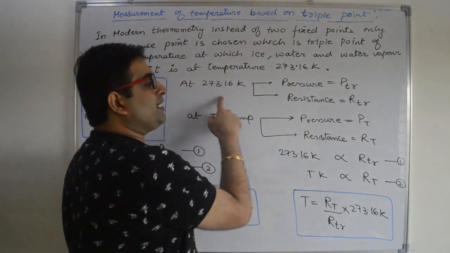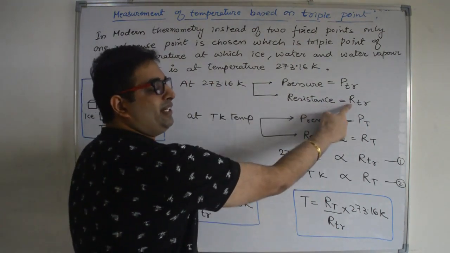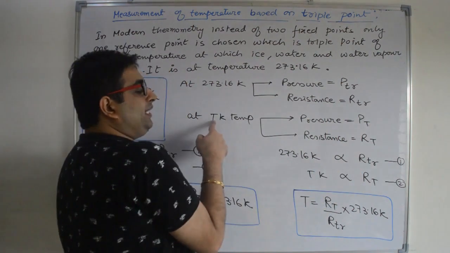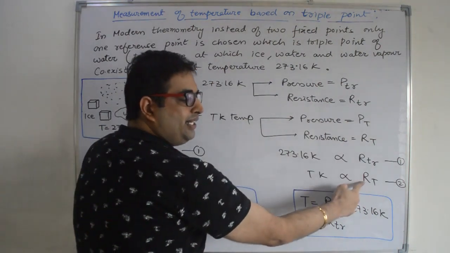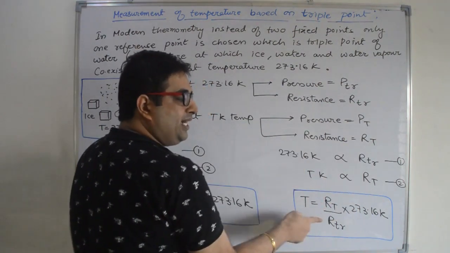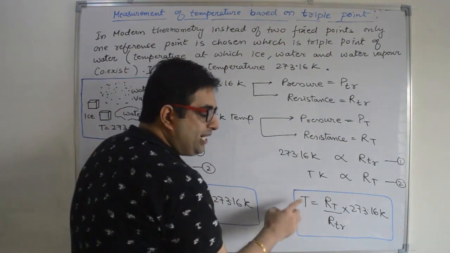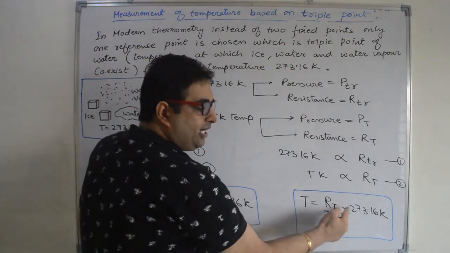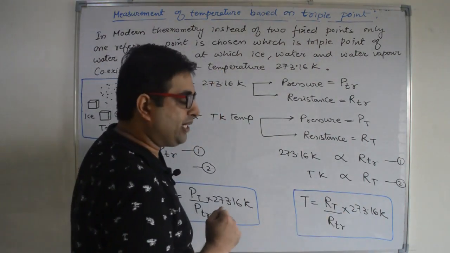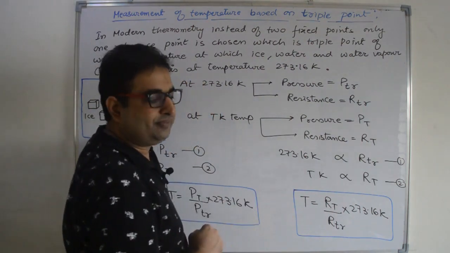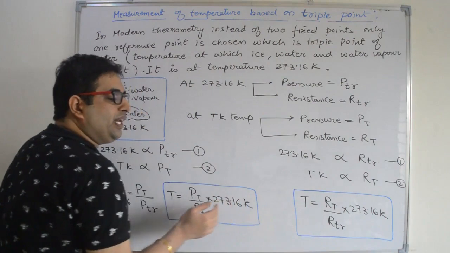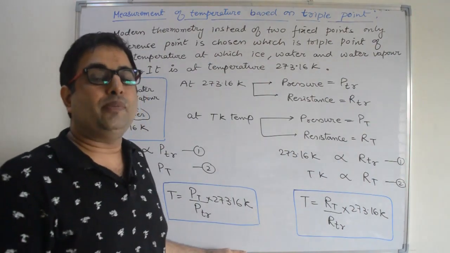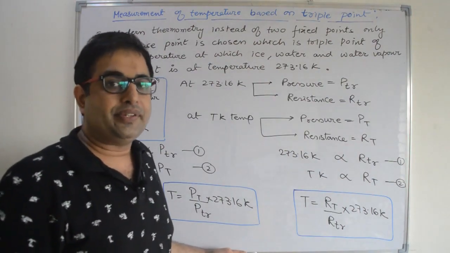Similarly, resistance at triple point temperature is RTR, so it is proportional to RTR, the resistance at triple point. T Kelvin temperature resistance is RT, so T Kelvin is proportional to RT. Again divide it in the same manner. Again you will get a similar type of result. T Kelvin temperature is RT divided by RTR into 273.16 Kelvin. Here T is in Kelvin. Right? These two are the formulas for triple point. Similar to these two, we can form volume formulas also for triple point. Right?